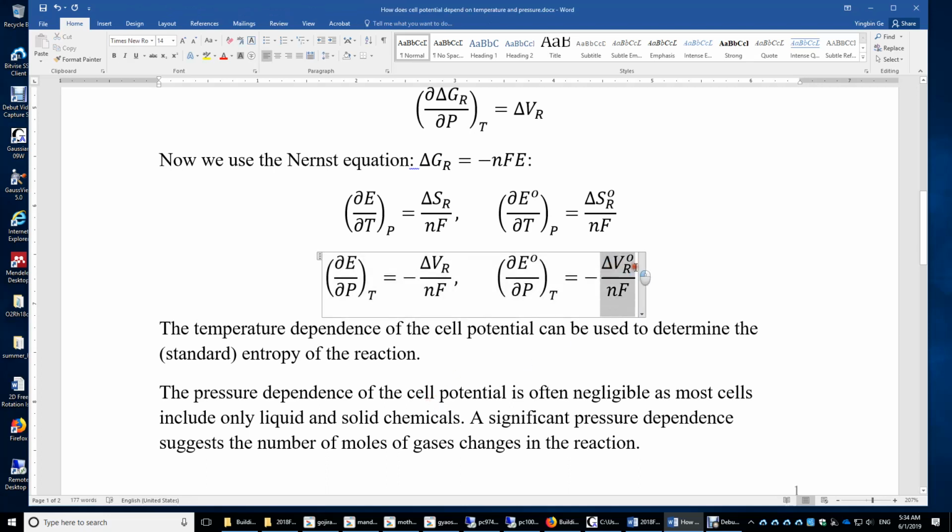Usually this is negligible because most electrochemical cells include only liquid and solid chemicals. But in case you find the dependence of the cell potential on pressure is significant, that suggests gas species are involved in the chemical reaction, and also the number of moles of gases changes in the reaction.